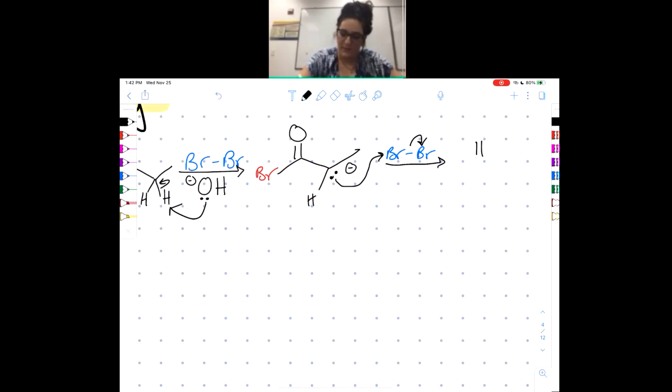Sorry. Why can't I make anything attach? There we go. So now we have one bromine on the carbonyl, and we attached one bromine here.